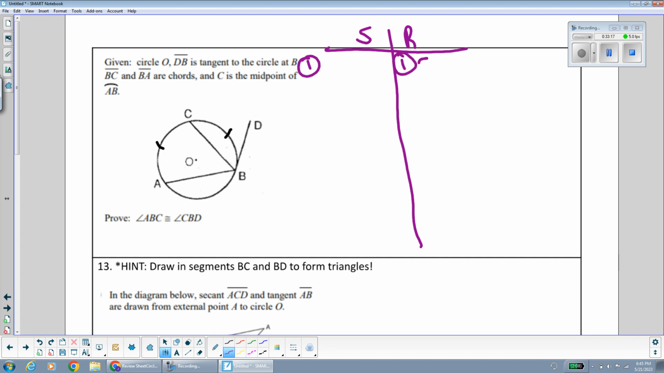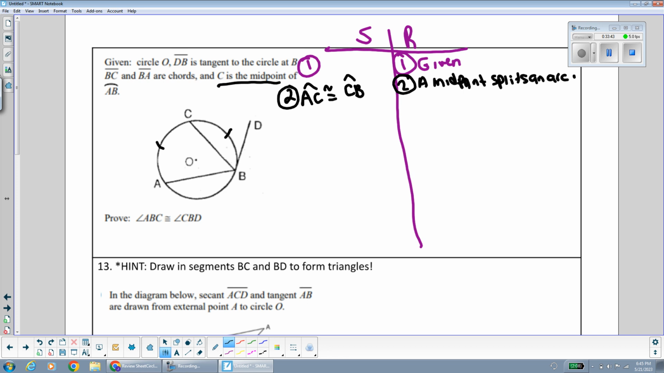So I'm not going to put my givens. I need to put how I knew these arcs were congruent because that's going to be important. So I'm going to say arc AC is congruent to arc CB, and I knew that from C being the midpoint. So I know that a midpoint splits an arc into two congruent parts.